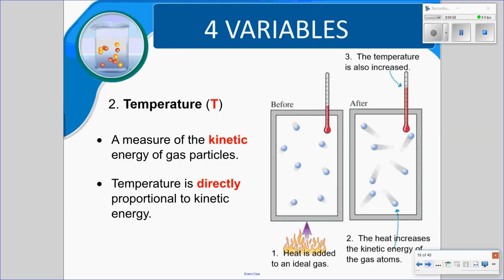The second variable is temperature, designated with a T, and it's going to be a measurement of the kinetic energy of the gas particles, and it's directly proportional to the kinetic energy. So the higher your temperature, the higher the kinetic energy of that gas. So in the little diagram here on the left, we add heat to our gas, and the gas has higher kinetic energy, therefore they're going to move faster.